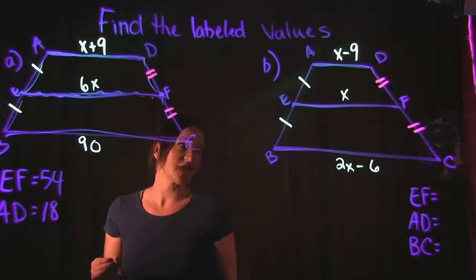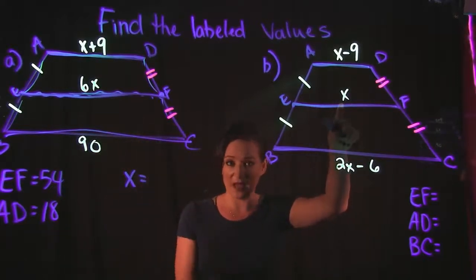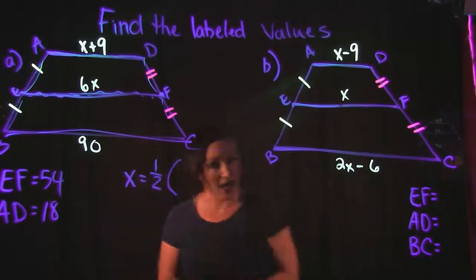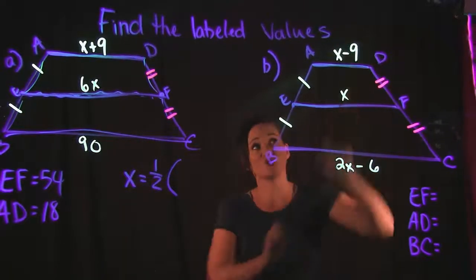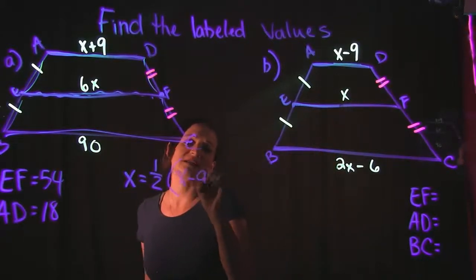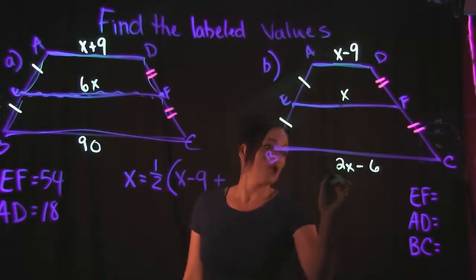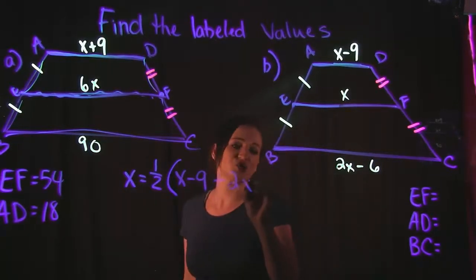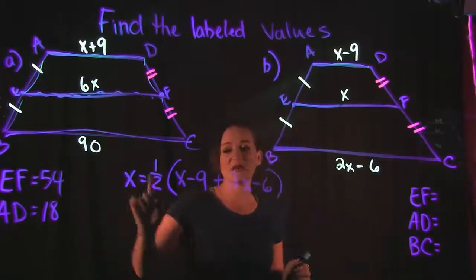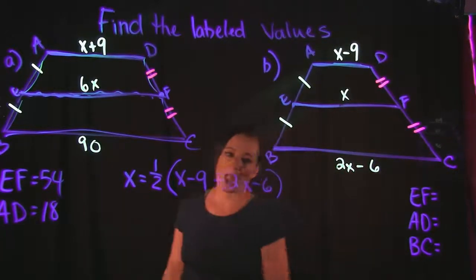So again, on the left side of your equation is your midsegment, which for our example here is going to be an x. That is going to equal 1/2 times, and add your two bases together. The first base is x minus 9, and go ahead and just say plus your second base, which is 2x minus 6. All right, so midsegment is equal to 1/2 times your two bases.